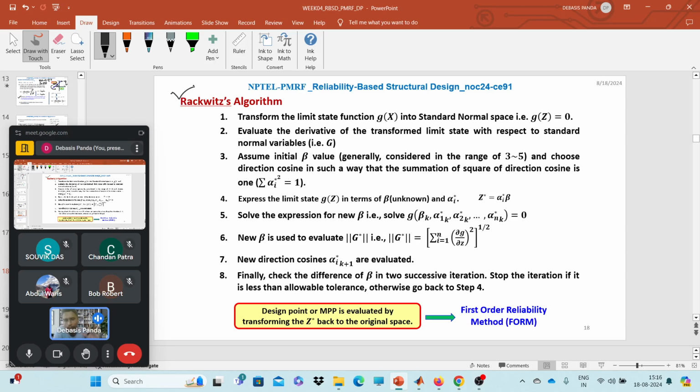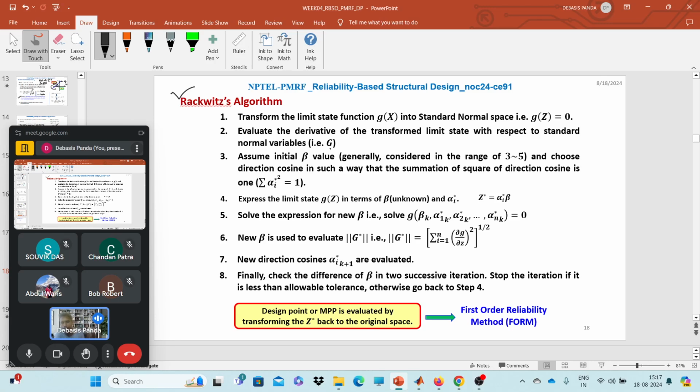So today we will code this algorithm to solve the first order reliability problem in MATLAB, and also we will solve problems with pen and paper, 2 or 3 iterations. Then we will directly go to MATLAB, code that algorithm and solve different kinds of problems. So first we need to understand how this algorithm works and what the flow of this algorithm is.